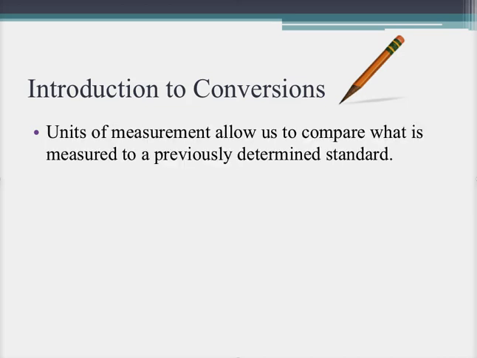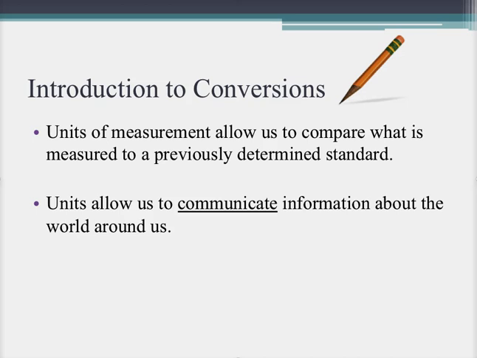So we use units in order to compare a measurement to some previously determined standard. What I mean by that is that units allow us to communicate information about the world around us. I could talk about an age in years. I could talk about an age in months. Both of them have a different meaning, and while 2 years for a baby could be the same as 24 months, it could mean different things. To a parent, the months are important in terms of what's going on in the baby's development.